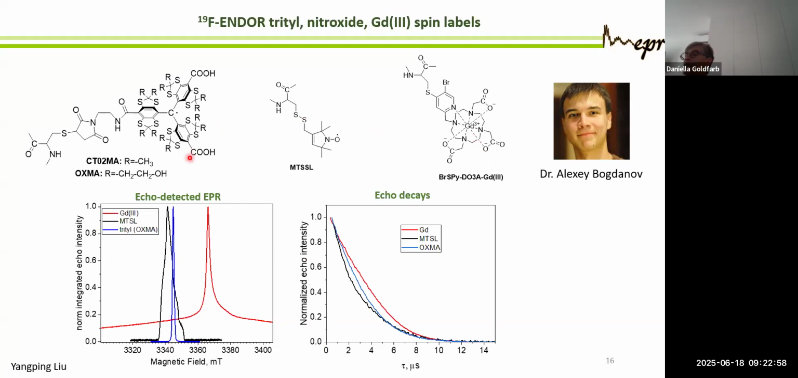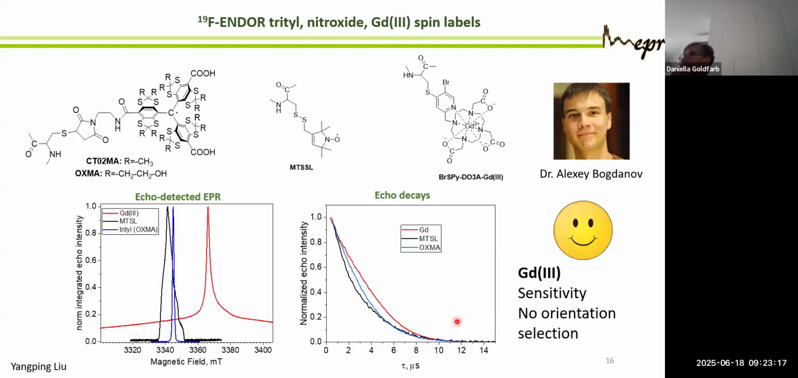Here these three are compared, and what was really pretty disappointing is that the trityl decays pretty fast. We hoped that it would decay slower. Anyway, you see gadolinium is not doing too badly. So we get good sensitivity. We have a strong signal with fast repetition rate, and we have decent phase memory time. And as I said, we don't have orientation selection.